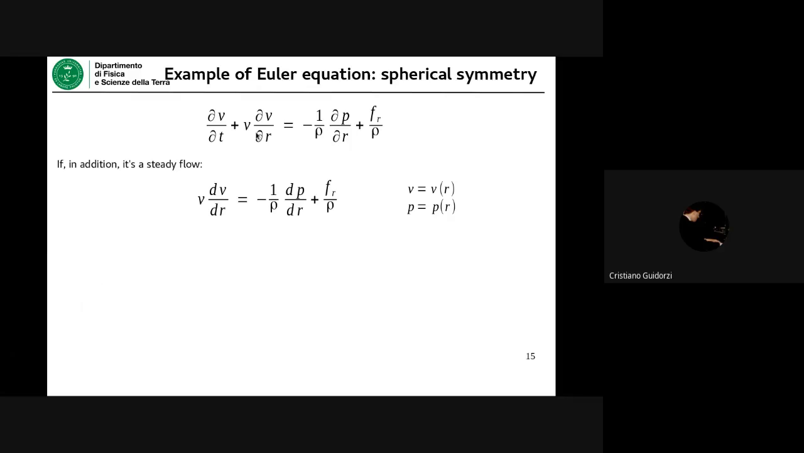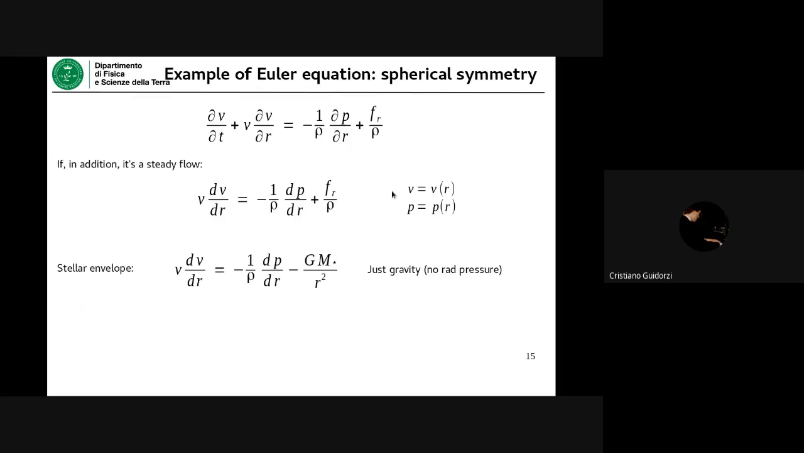So again, on the left-hand side of the equation, the only non-zero term is this guy here. And here I put the total derivative instead of partial, simply because v is just a function of r, so a function of one single variable. So you don't need to write the partial notation. And for this very same reason, both functions, the velocity as well as the pressure, are just functions of r.